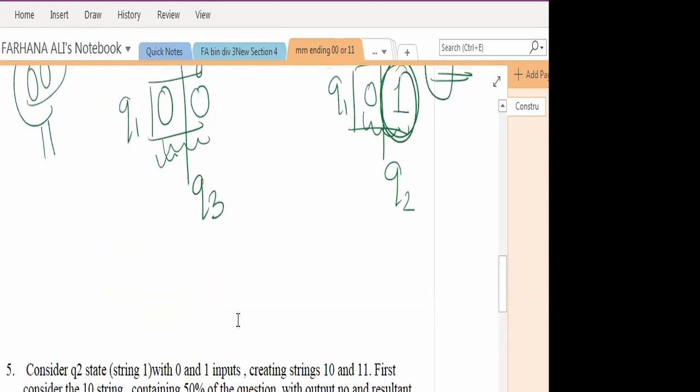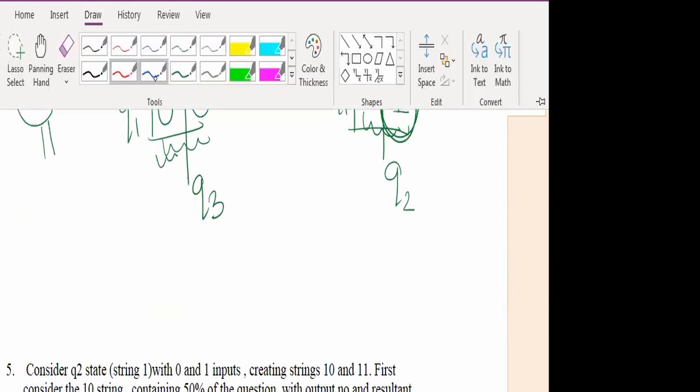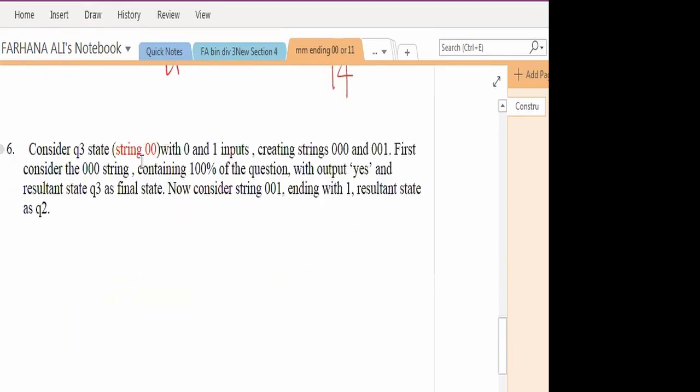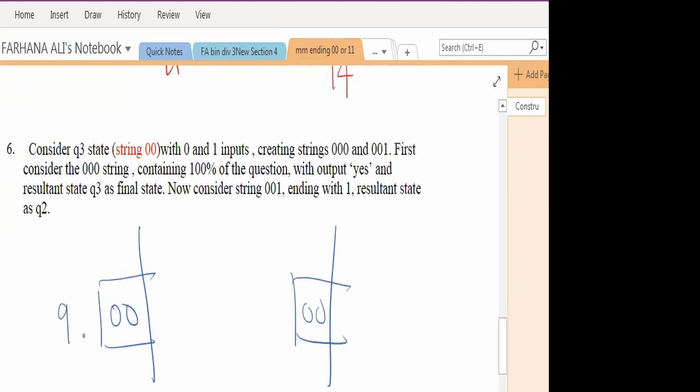Now the newly generated state that we have to consider is Q3. Let us consider Q3 with the string 00. We will consider it twice because the next input symbols are either 0 or 1. With the next input bit 0, the resultant string is 000, which is what our required state represents.